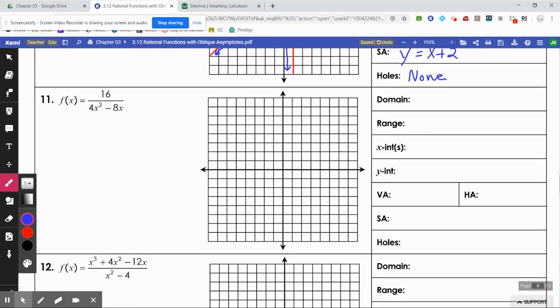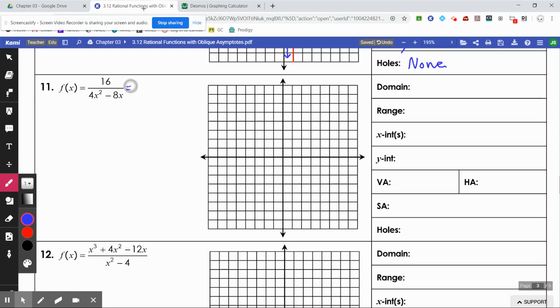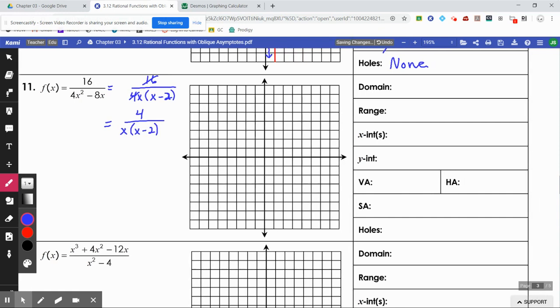Number 11. Let's go ahead and factor the bottom here. The top is just a 16. Let's pull out a 4x, and we're left with an x minus 2. Now that will clean up a little bit. We can cross cancel our 16 and 4, and that leaves you with a 4 on top and an x minus 2 on bottom. So therefore our discontinuity, our domain: x cannot be 0 or 2.